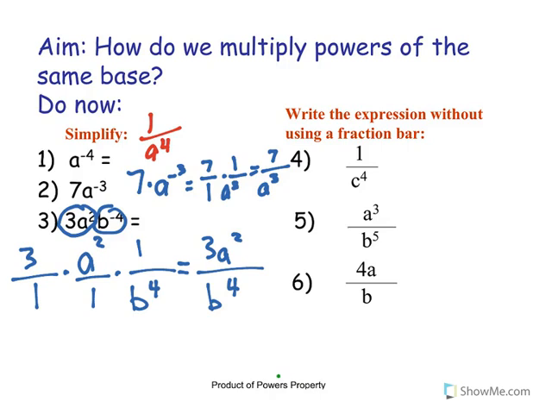Now the other thing we did was we talked about how we can express each of these without the fraction bar. So how did c to the fourth get to the denominator? Obviously we had c to the negative fourth. Now what about number 5?